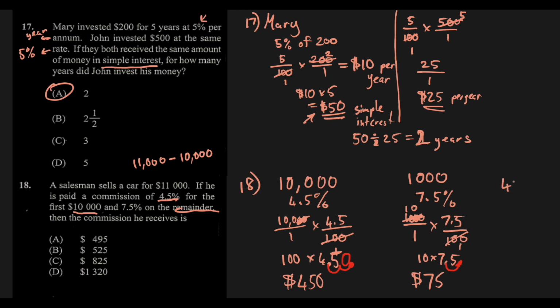So the total commission is going to be 450 plus the 75. So 5 plus 0 is 5. 7 plus 5 is what? 12. We cross out the 2, put the 2 here, put the 1 here. So 4 plus 1 is 5. We're talking a commission of $525. So that's our answer to that question.